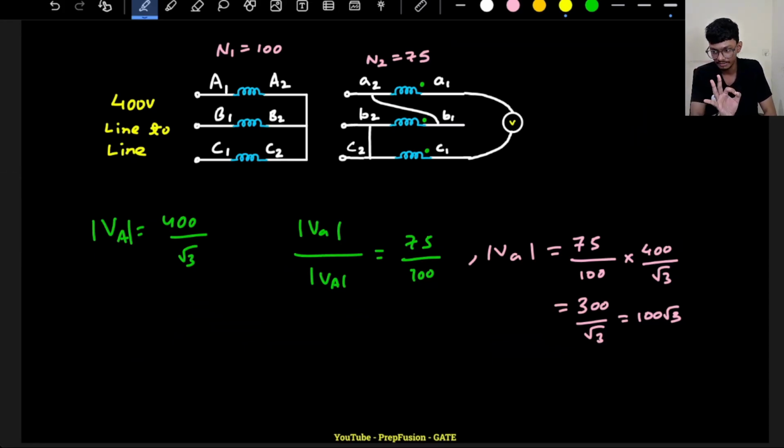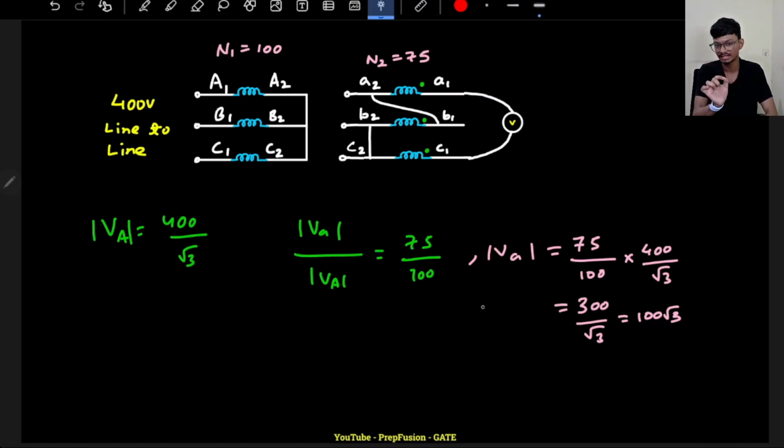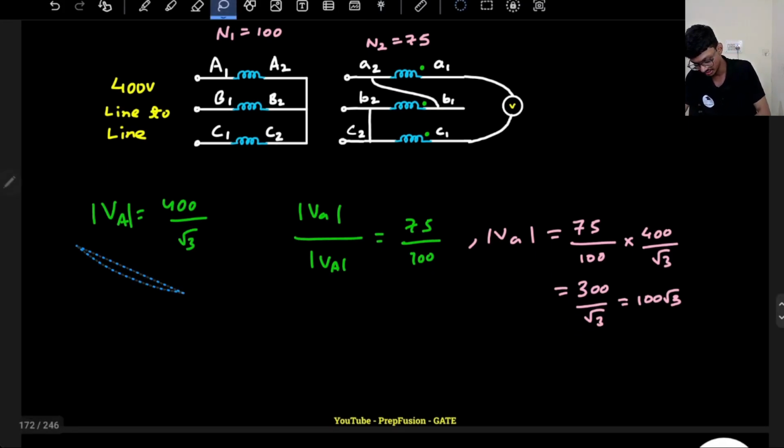Did I use any formula here? No. That was there because many students want the formula. Sir, formula de do, formula de do. Did I use any formula here? No, nothing. Still I am able to find out the output voltage without a single formula. That's what I recommend, because in the examination hall you won't be able to take all the formulas. So yeah, that is the magnitude of Va.